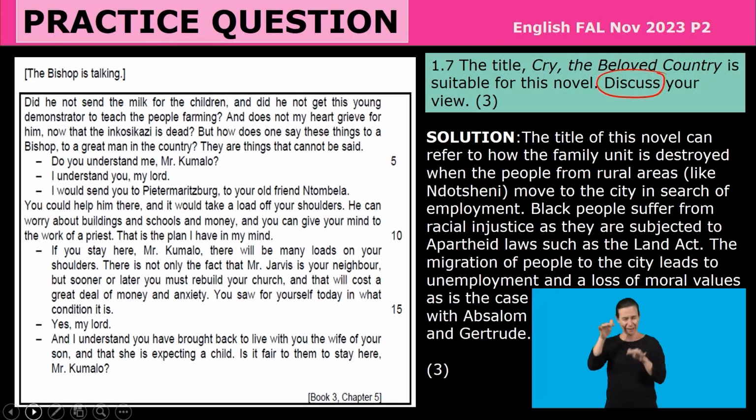Black people suffer from racial injustice as they are subjected to apartheid laws such as the Land Act. The migration of people to the city leads to unemployment and loss of moral values, as in the case of Absalom as well as Gertrude. So cry the beloved country, cry, because of these aspects, all right? The novel highlights these aspects of loss that we need to cry about, okay?